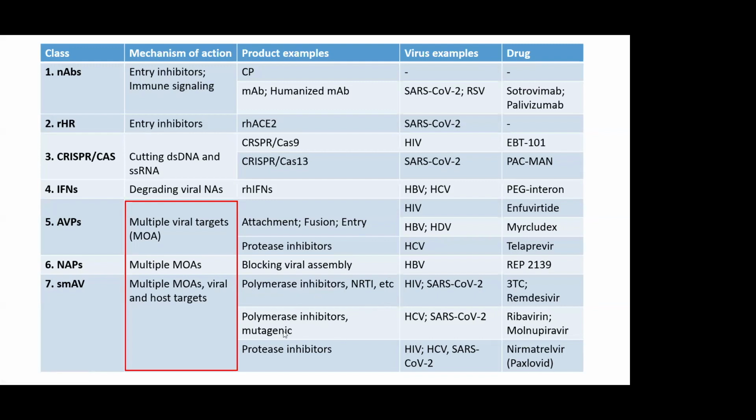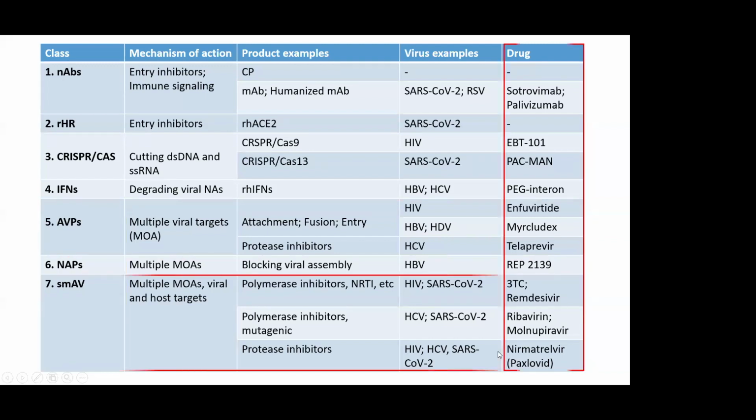On the other hand, the mutagenic ones, the best example is ribavirin. It's a polymerase inhibitor. It introduces mistakes in the product, and thereby there will be no production of a good surviving particle. Molnupiravir belongs to that group as well, while the protease inhibitors for HIV, hepatitis C and SARS-CoV all belong to the protease inhibitors, of course.